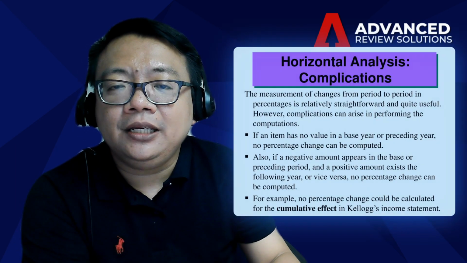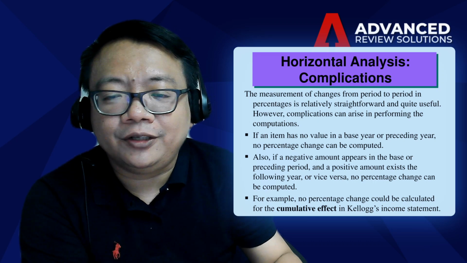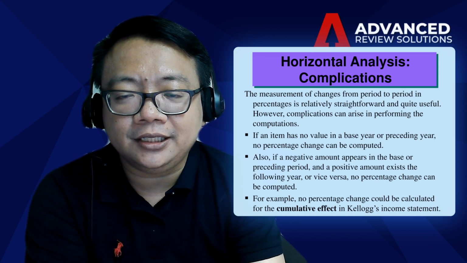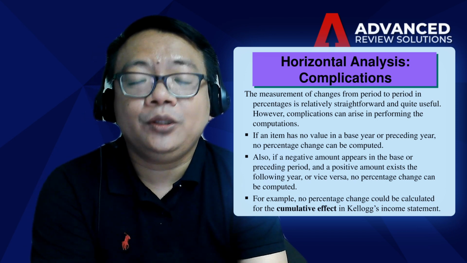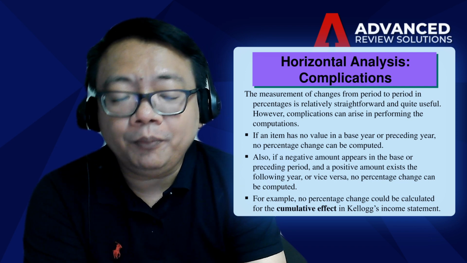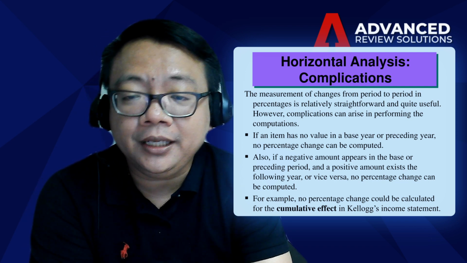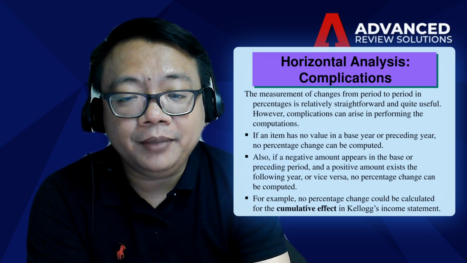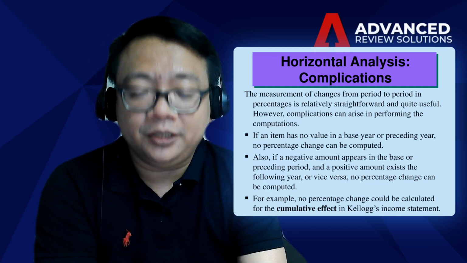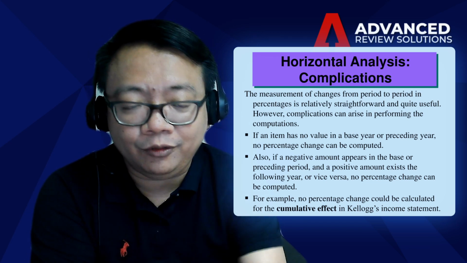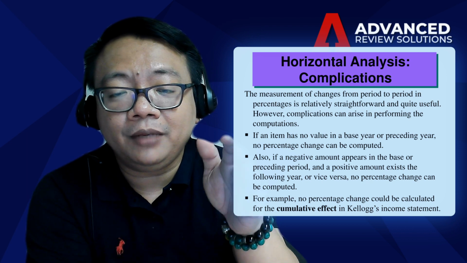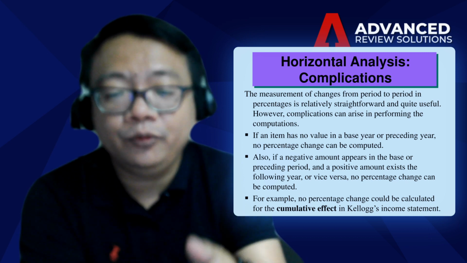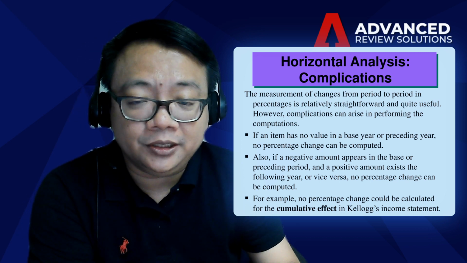Kaya lang, class, there would be complications, no? For example, number one, daw, the measurement changes from period to period in the percentages is relatively straightforward and quite useful, no? However, complications can arise in performing the computations. Ano yan? Number one, if an item has no value in the base year or preceding year, there's no percentage can be computed. Mamaya, we'll also give now. Also, if there would be negative amount appears in the base or preceding period and the positive amount naman exists in the following year or vice versa, there's no percentage can be computed.